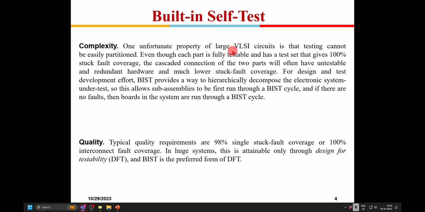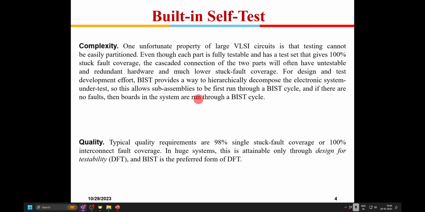Again, for very complex VLSI circuits, we can't achieve 100% stuck-at fault coverage. Each module might have some test vectors which could give 100% fault coverage, but from the chip's point of view, once it is fabricated, it works like a cascaded connection, like a full system. In the full system we may not be able to get the fault coverage, because although a test vector might be available for a small module, getting that test vector to the input of that module when it is cascaded and working as a system may not be possible.